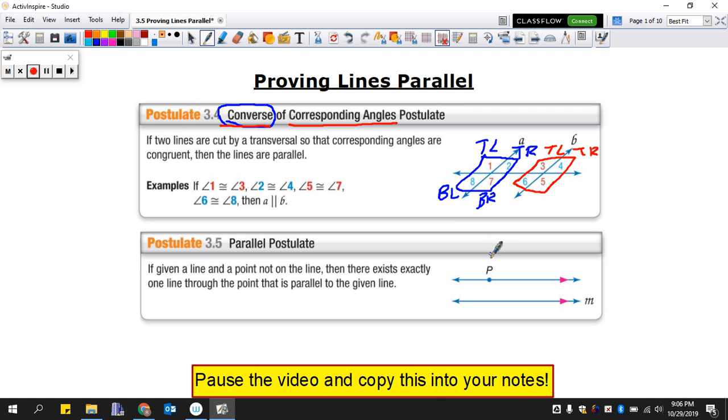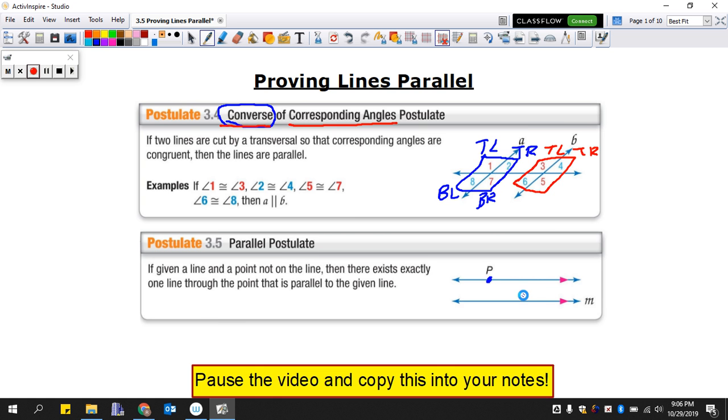All right, a new postulate that we're looking at is the parallel postulate, and that simply says that if we have a line M here, and we have a point somewhere that's not on that line, then you can draw exactly one line that's going to be parallel to line M. It says through any one point, there's going to be a line that's parallel. So pause the video and copy this into your notes.